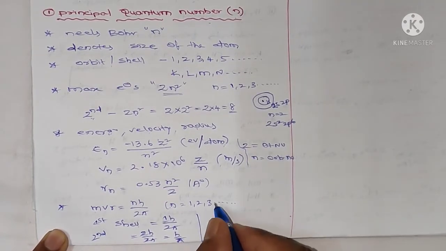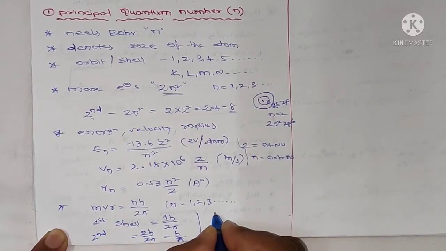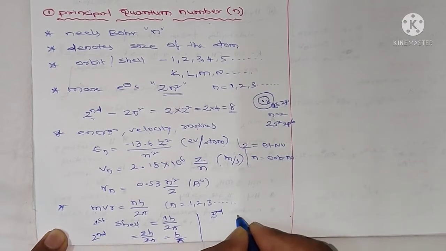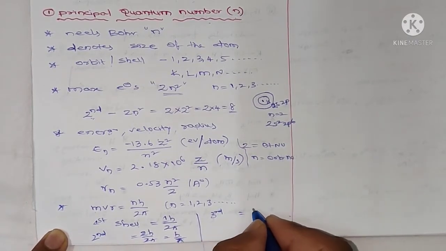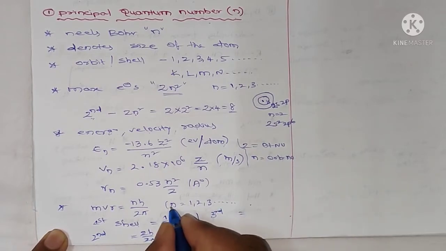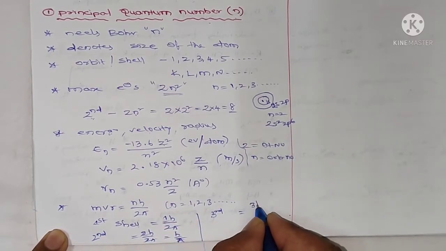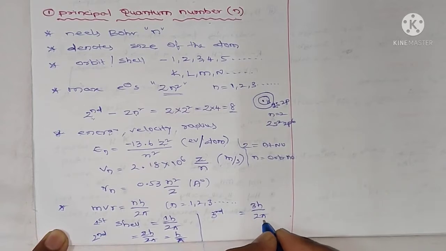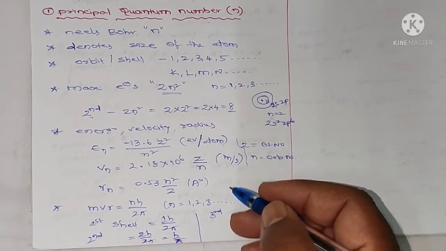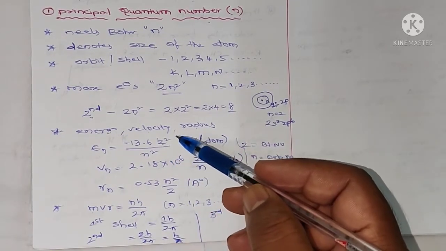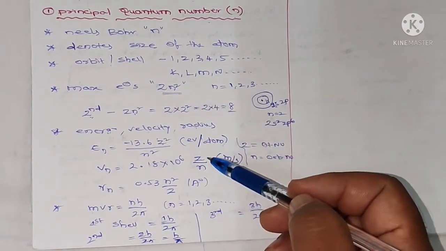And for an electron present in the third shell, mvr is equal to, n is equal to 3, so 3h by 2 pi. So this is the principal quantum number.